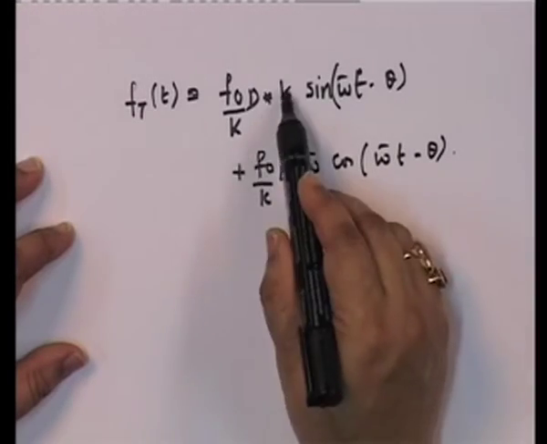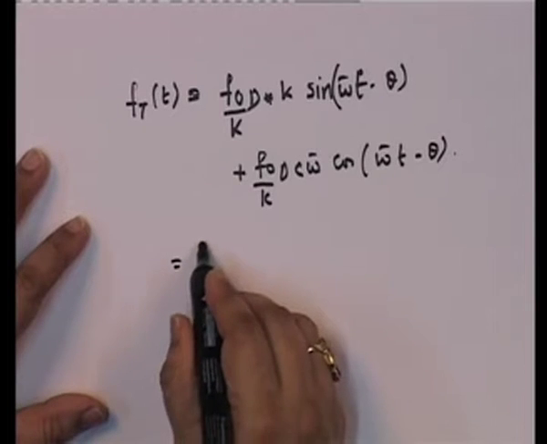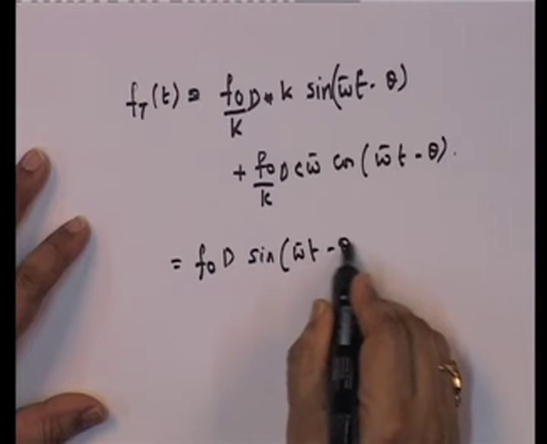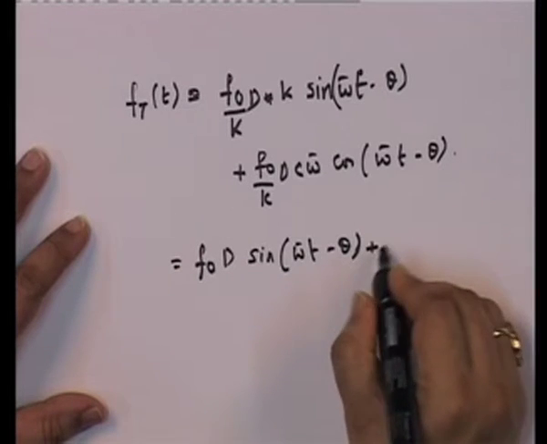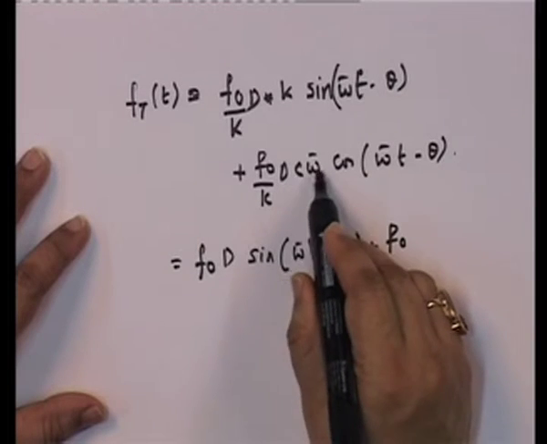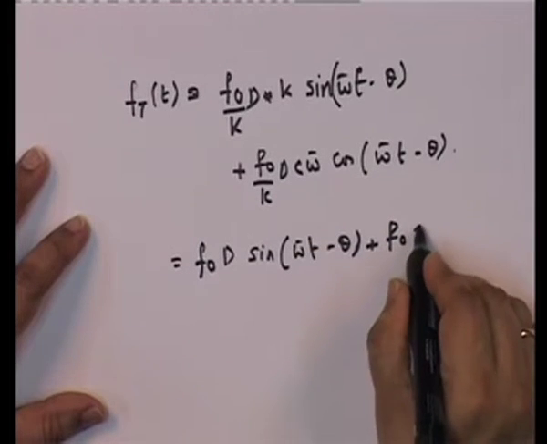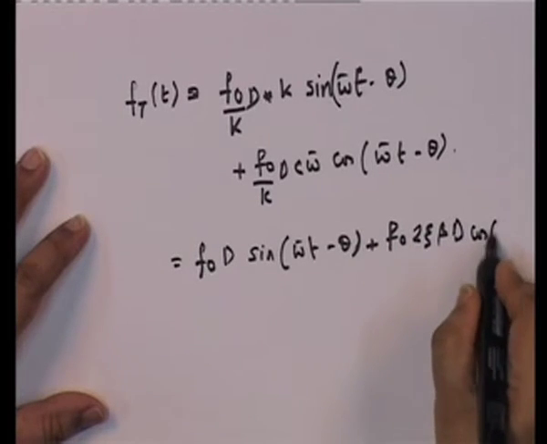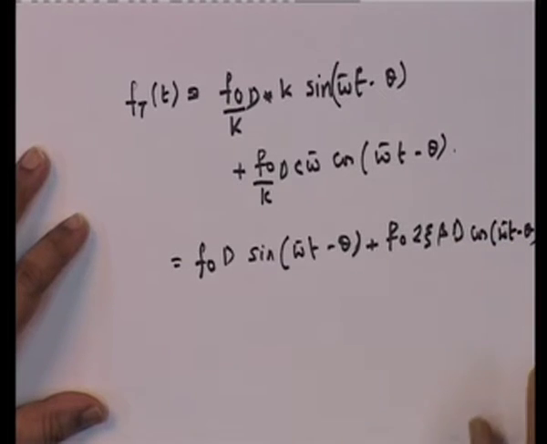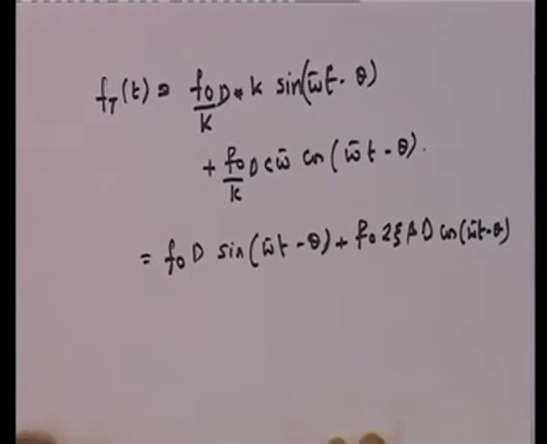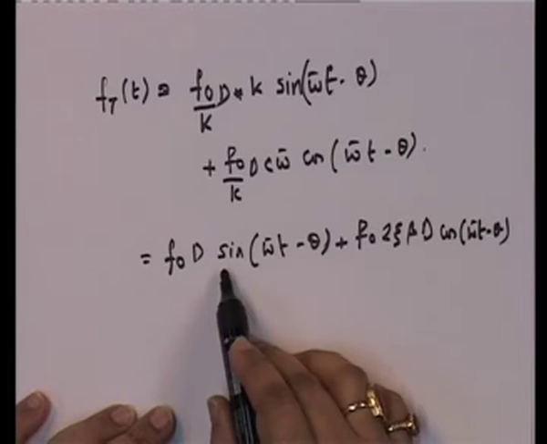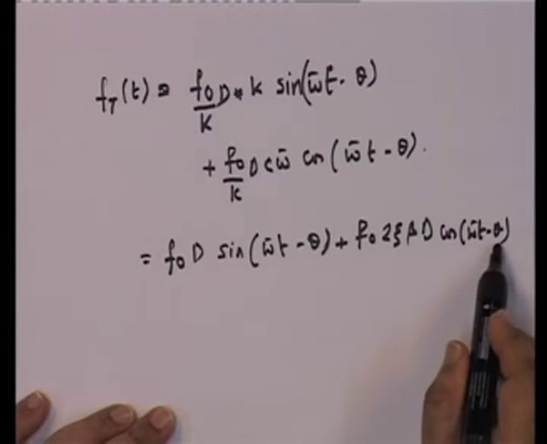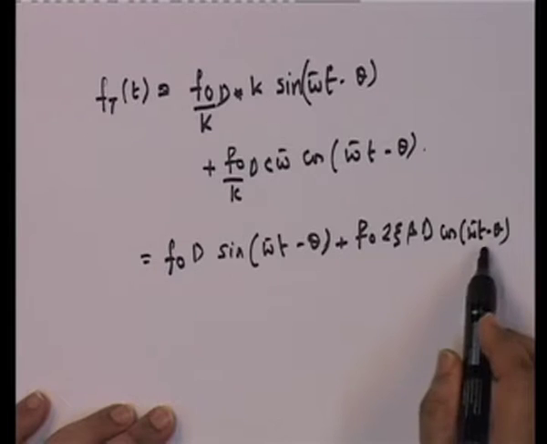If you look at this, what does this become? K cancels out. So, this becomes F0 D sine omega bar t minus theta plus F0 times c omega bar upon k, which we have already seen is 2 xi beta, times D cosine omega bar t minus theta. Now, this is sine x and this is cosine x, since both of them have omega bar t minus theta.